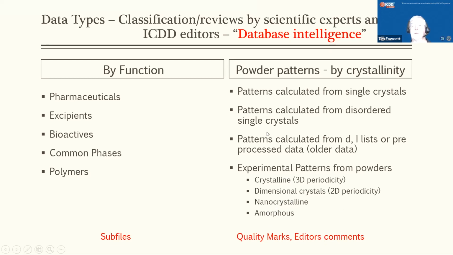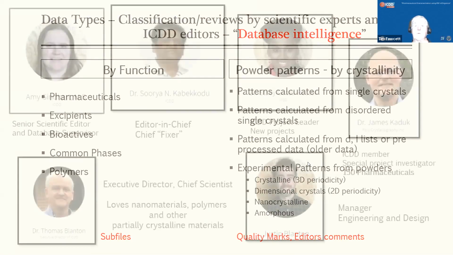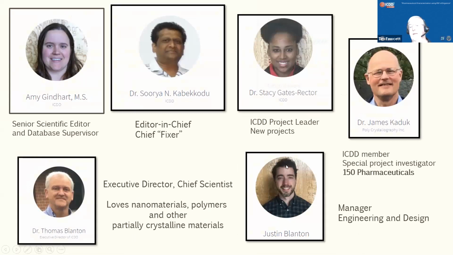So I want to point out, this is the intelligence that's put into the database. It's more than just data. It's subfiles by function. It's review of the quality of the material and any other unusual features by the editors and the quality marks. So these are the things you want to be looking for when you look at the data. And these are the people that make it happen. So when we talk about using artificial intelligence, using intelligent algorithms with the PDF-4 Organics database, it is based ultimately on people. Their intelligence goes into the database, gets coded, and then it's available to you.